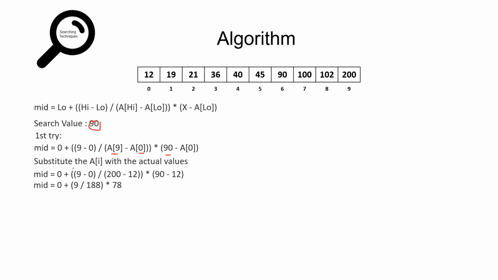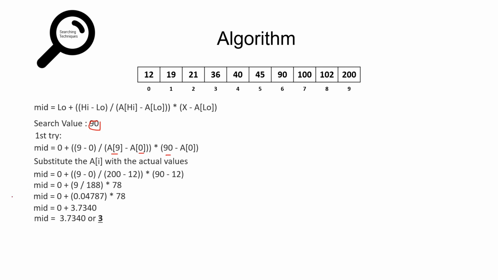So, when you do the math, 0 plus the quotient of 9 divided by 188 is 0.04787, multiplied by 78, we get the result of 0 plus 3.7340. So, therefore, what we need is, we're talking about integers again, it can't be 4, 0 plus 3.7, so it's going to be 0 plus 3 is 3.